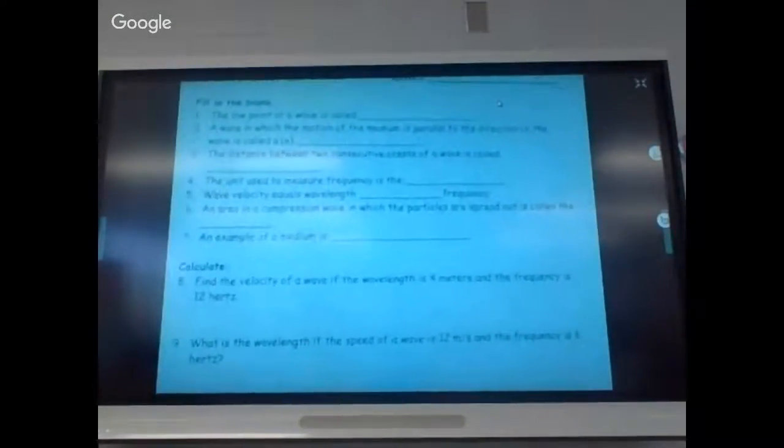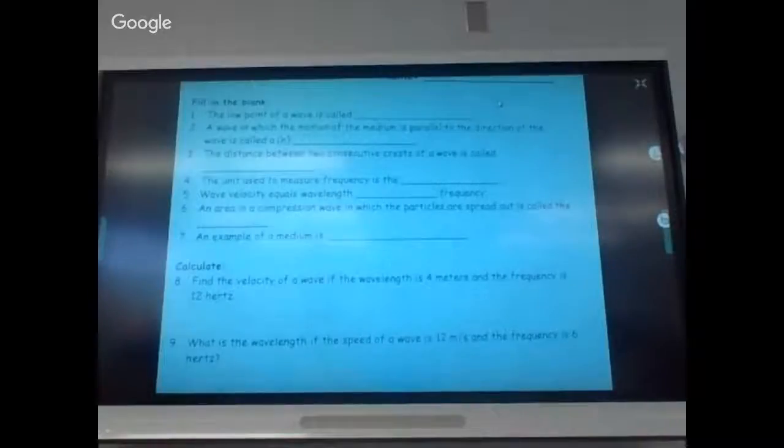All right, what's the low point on a wave called? Trough. A wave in which the motion is parallel is called what? You can say compression or longitudinal. Either one was fine. All right, the distance between two consecutive crests is called a wavelength. The unit used to measure the frequency is called hertz.